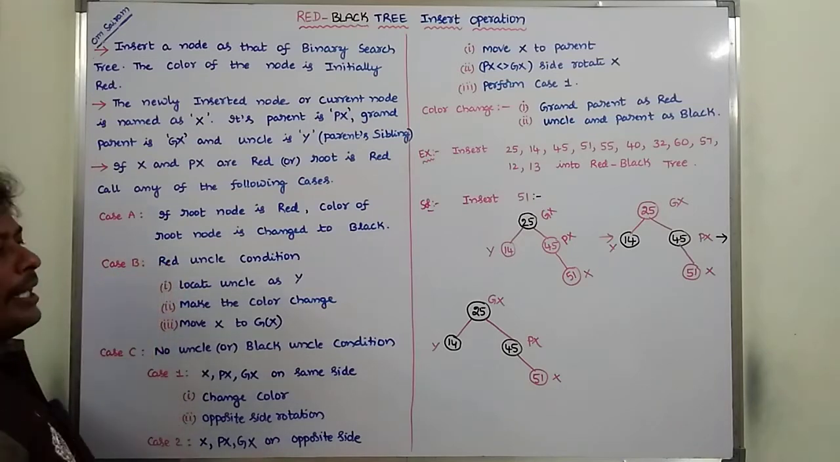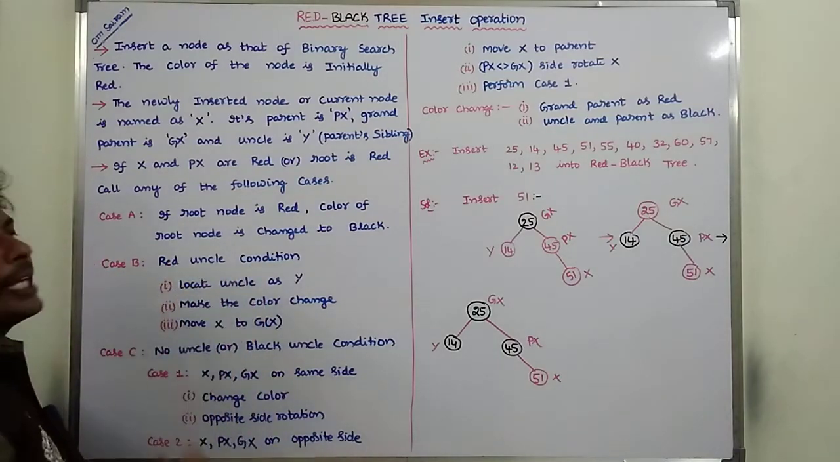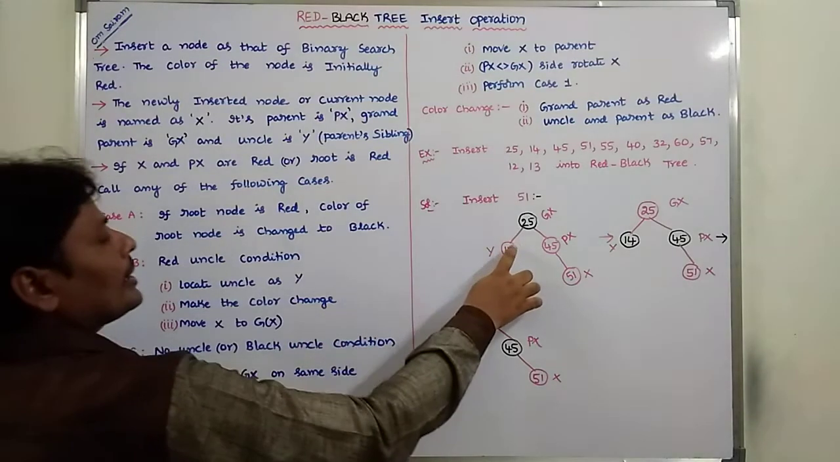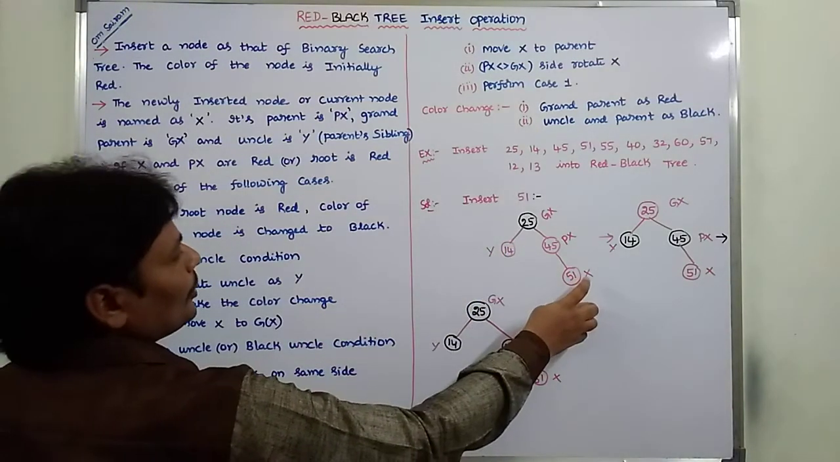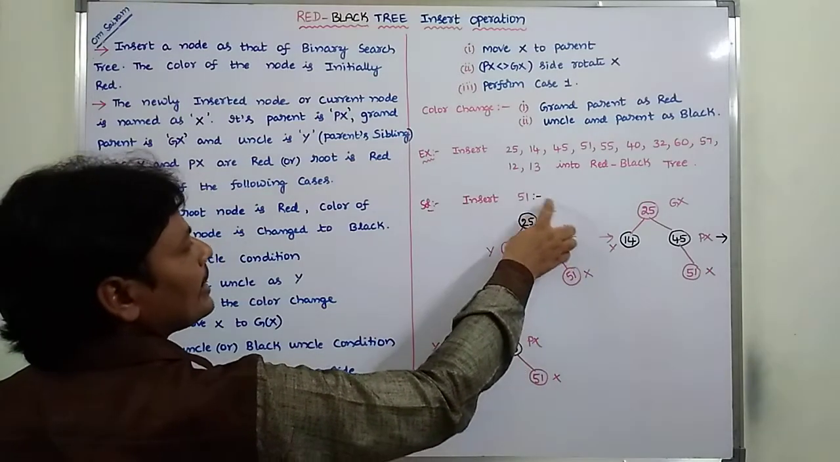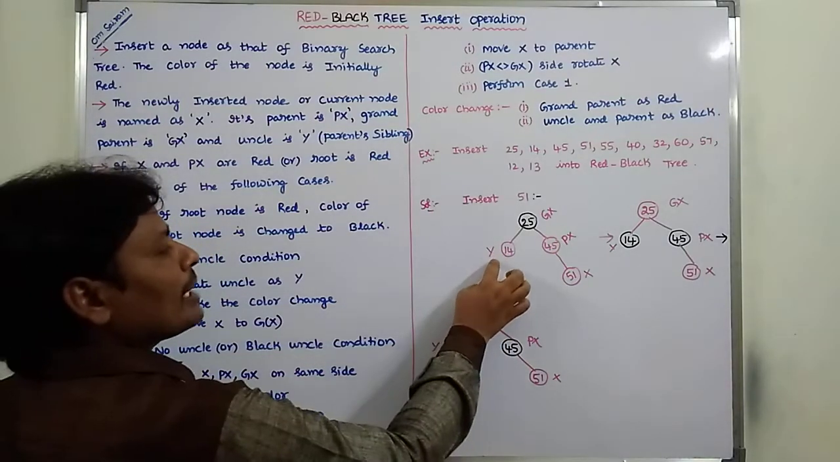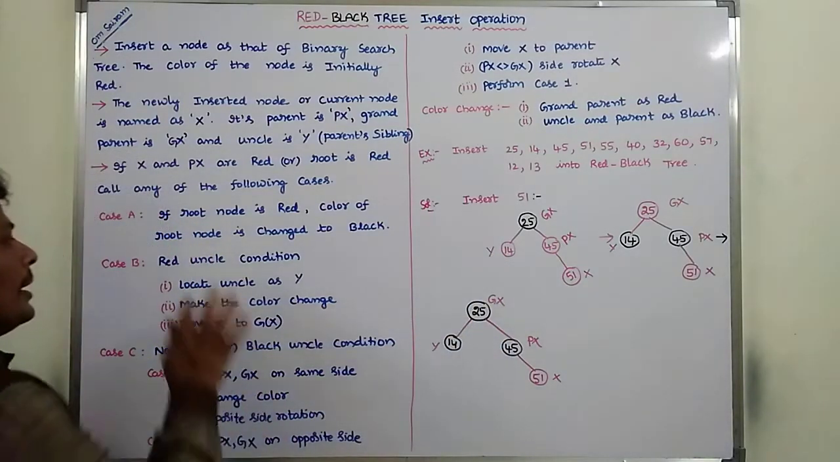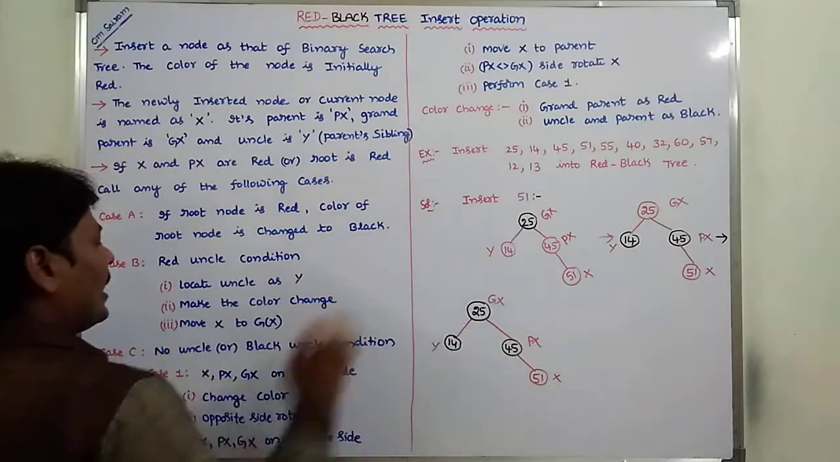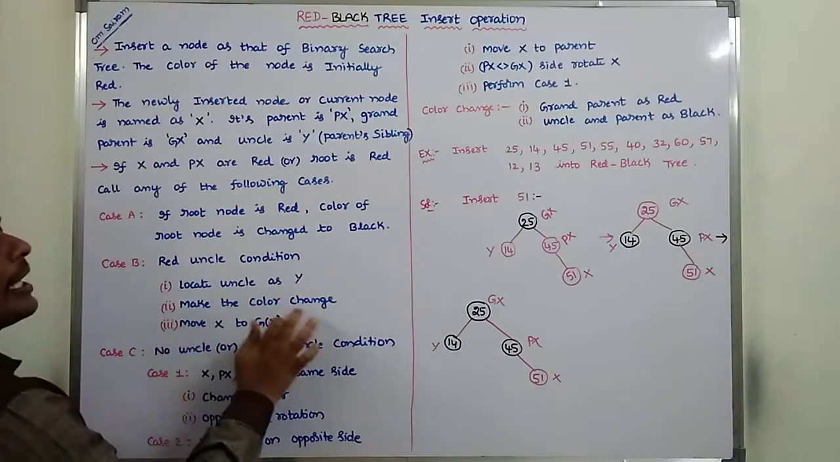That is case B. Here, whenever the red uncle condition is there, locate, this is the red uncle. So this is X, its parent is P of X, its grandparent is G of X, and its sibling is Y. Sibling can be denoted as uncle. Red uncle condition has occurred. Locate uncle as Y.